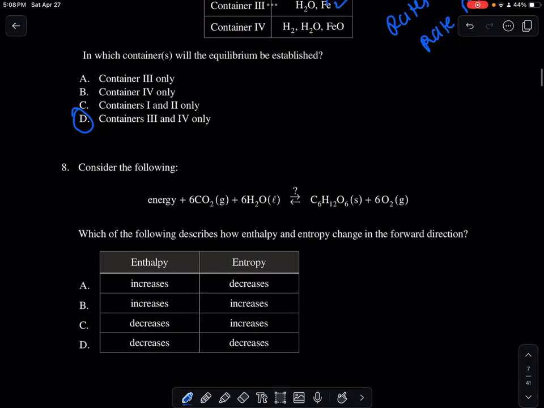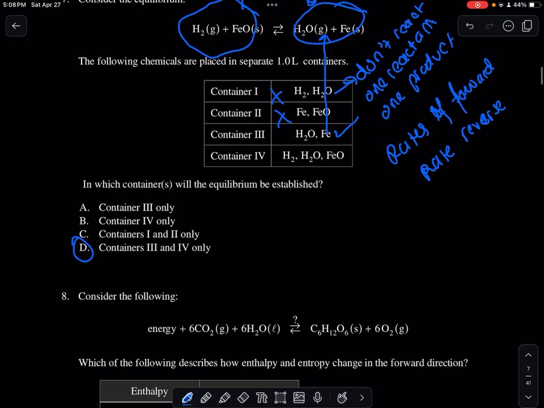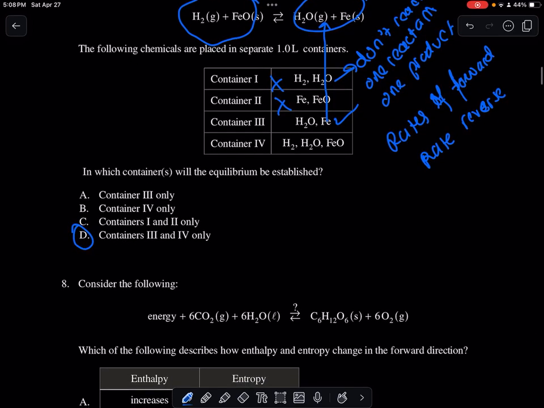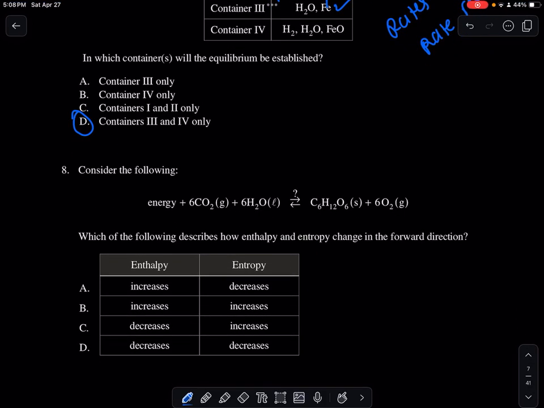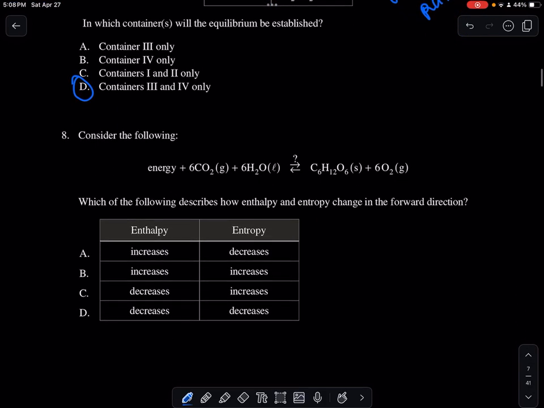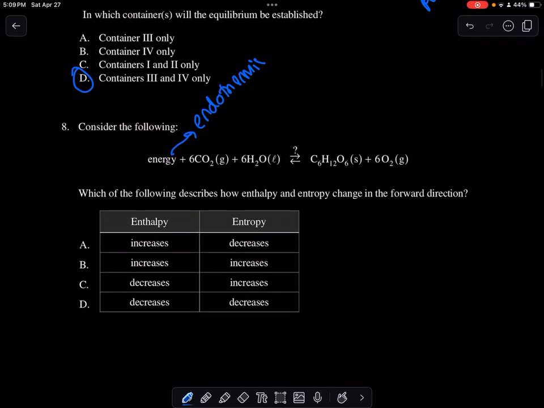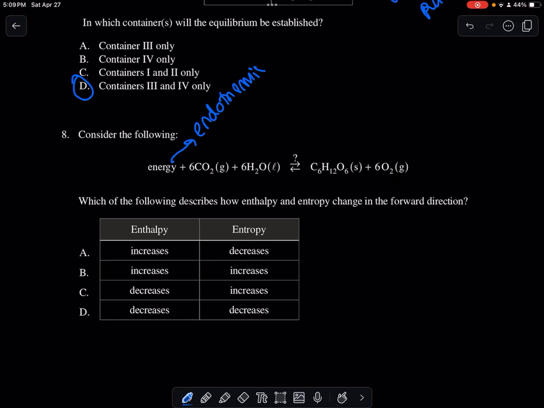Next. Consider the following reaction. Okay, and notice we're inputting energy, so this looks endothermic to me. And is there an increase or decrease in entropy? So we have 6 moles of gas, and we have a liquid, then we have a solid, and then we have 6 moles of gas.